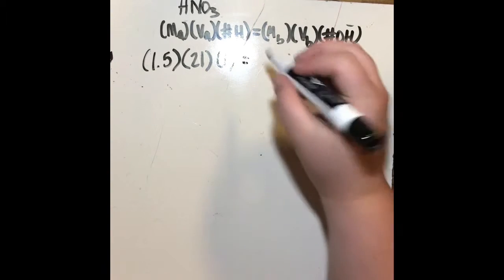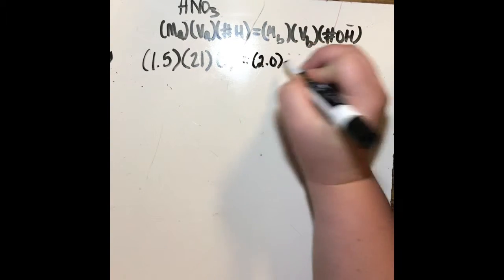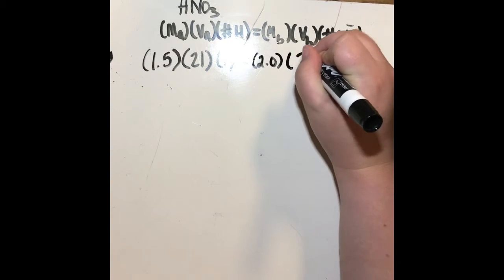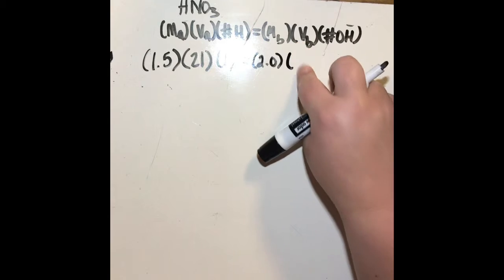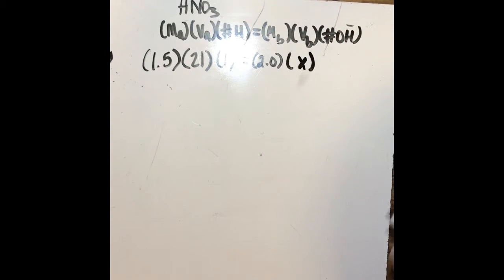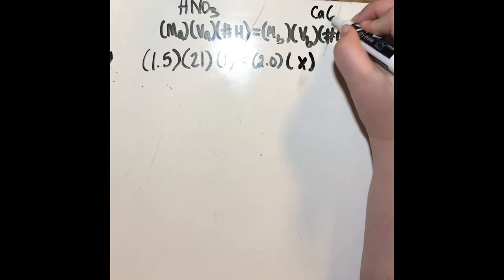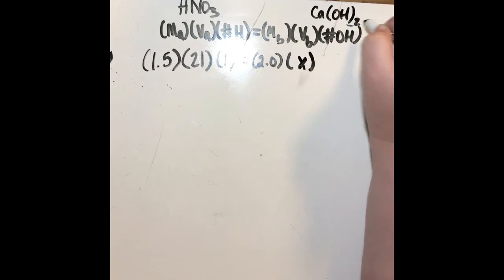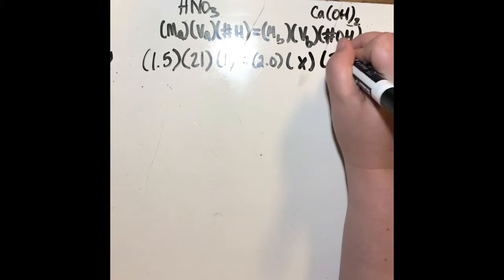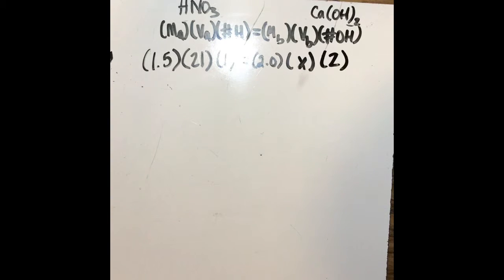The molarity of the base is 2.0. We don't know the volume of the base because it's asking how much. Actually, let's not use a question mark, let's use X. And the number of hydroxides in Ca(OH)2: how many OHs are there? There's 2. Wow, y'all are so good. Okay, I realize I'm saying that a lot.